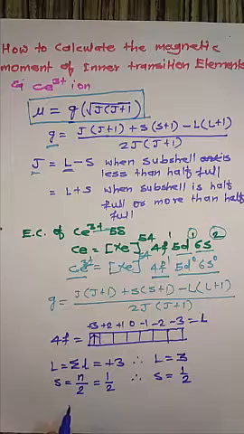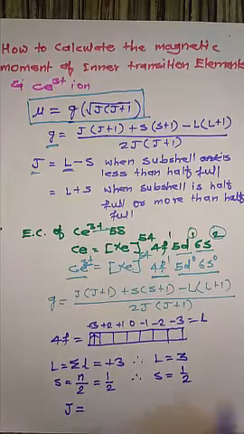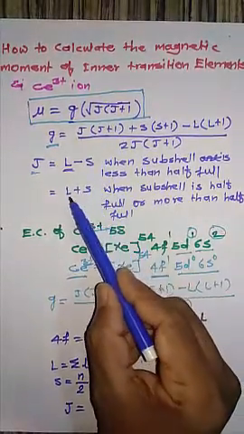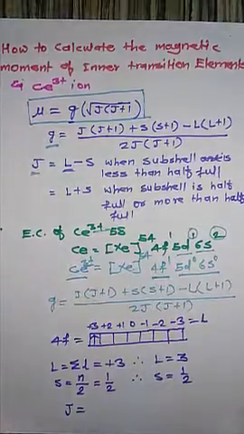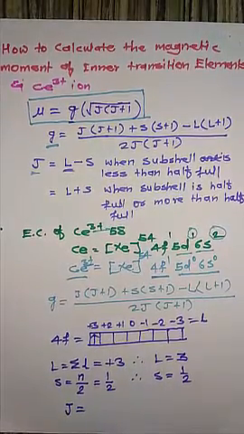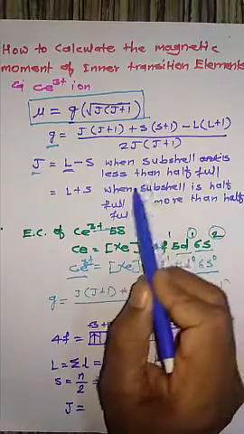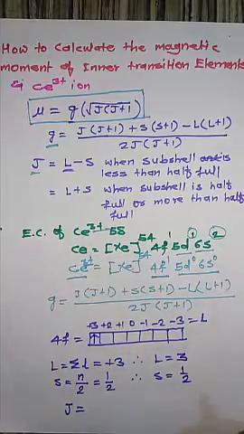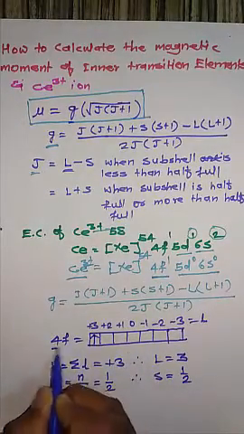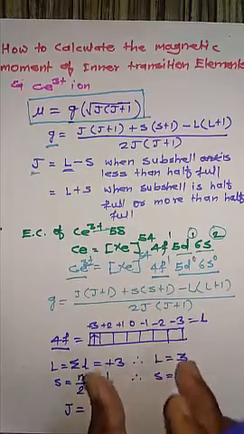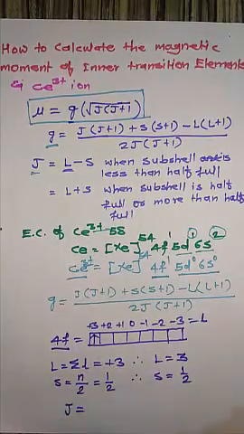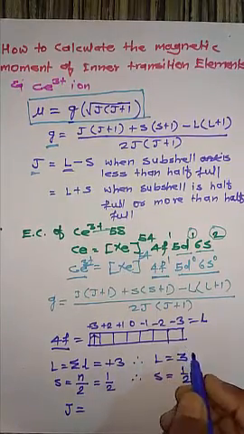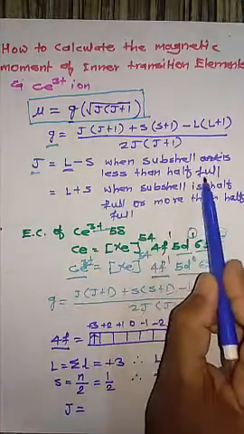Now we have to calculate the value of J. There are 2 values: one is L minus S and another one is L plus S. So which value do we have to take? See carefully, when the subshell is less than half full, then we have to take L minus S. So see there students, 4f has 7 orbitals and these 7 orbitals have only 1 electron. All the others are empty orbitals, so it is less than half full.